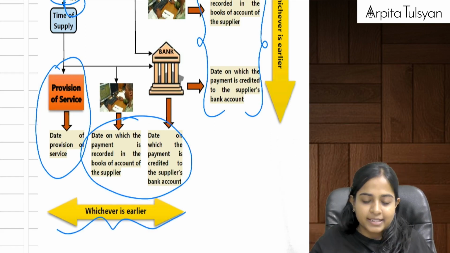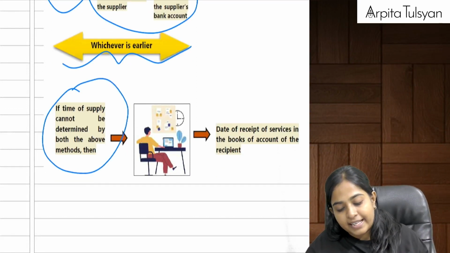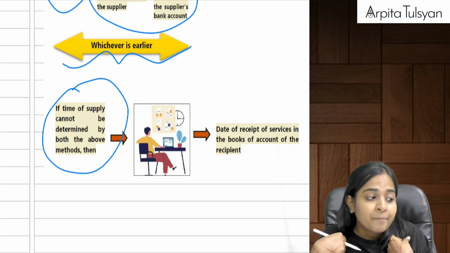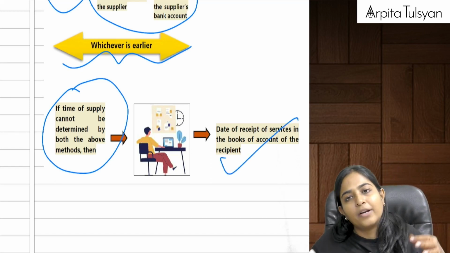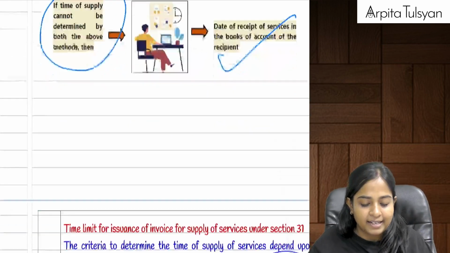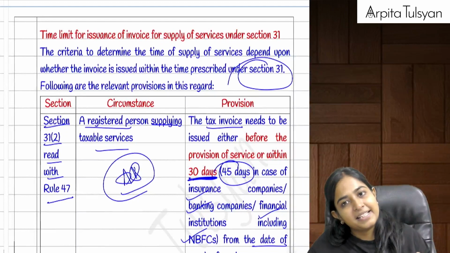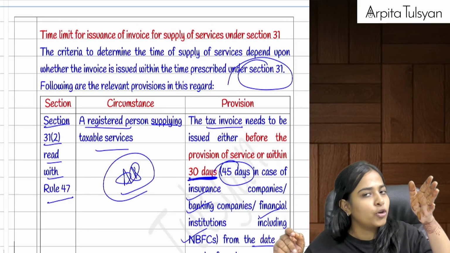Are you able to understand? And if you are not able to determine it as per the above pointers, then in that case, the date of receipt of services in the books of the recipient. When the recipient has recorded that yes, he has received the service, that date will be considered as the time of supply.